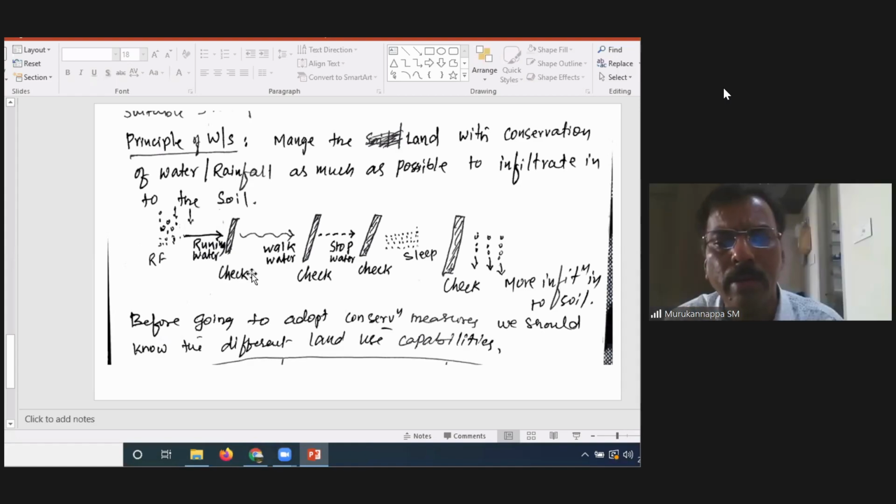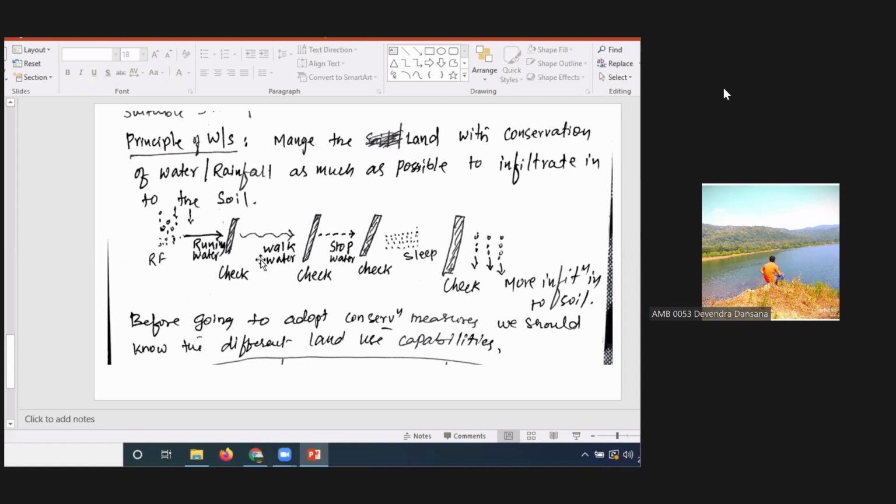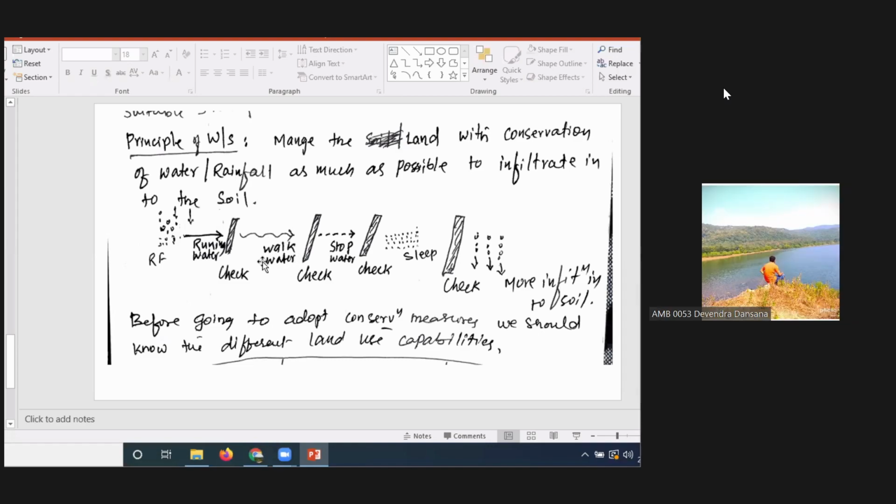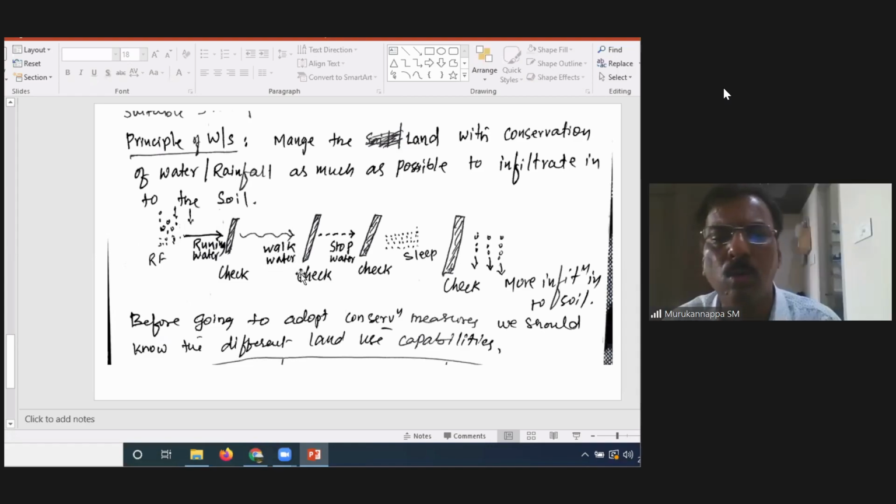So whenever there is running water, it is to be checked. Checked means stop. So what happens? Velocity decreases. I have given here flowing water. It becomes walk water. That means when you provide the check to running water, it will slowly walk. Is it clear?